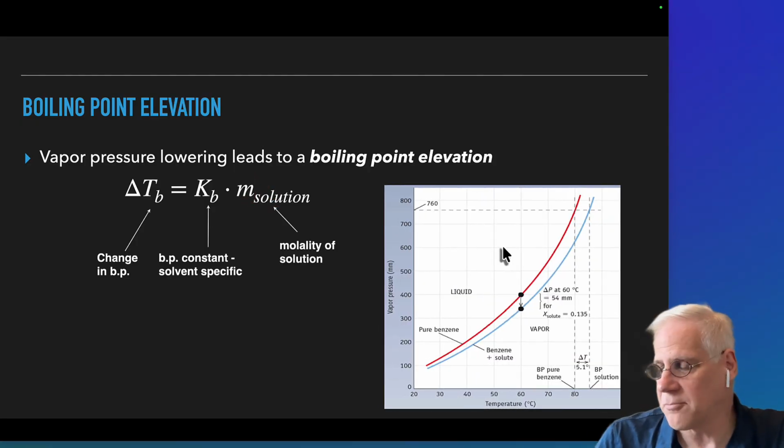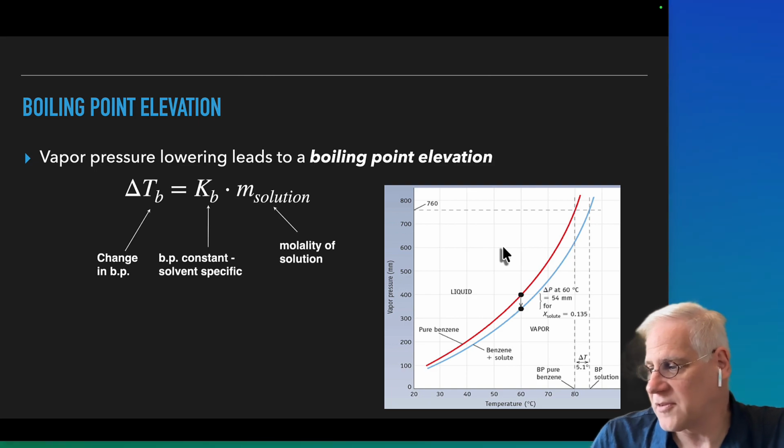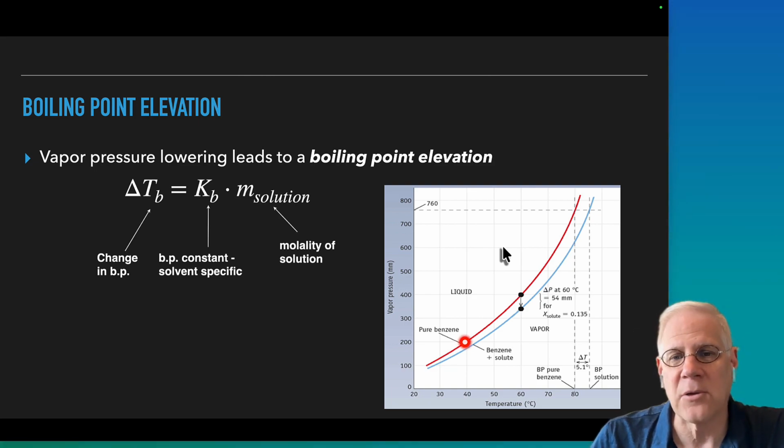So here's the graph I was mentioning just a little bit ago. We see that in red we have a solution of pure benzene. So when its vapor pressure reaches an atmosphere of pressure, so 760 millimeters of mercury, we're at 80 degrees. So at 80 degrees is where the vapor pressure of pure benzene is equal to our atmospheric pressure. So that's its boiling point, 80 degrees.